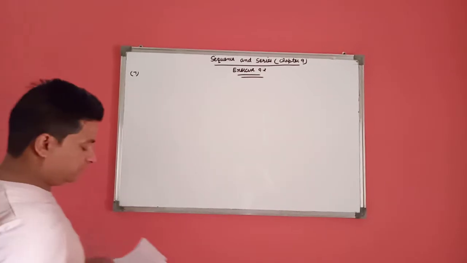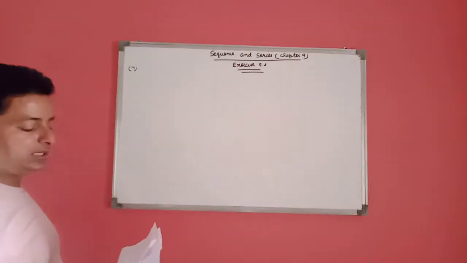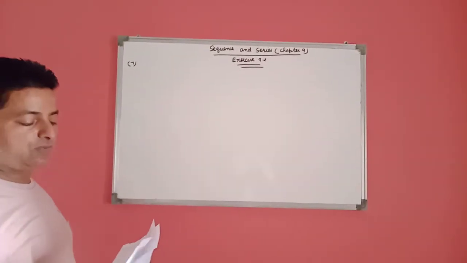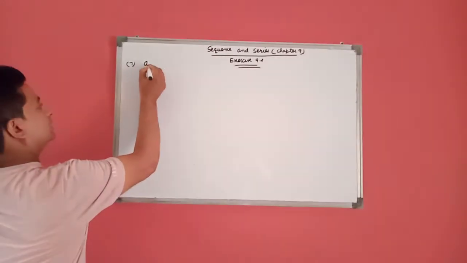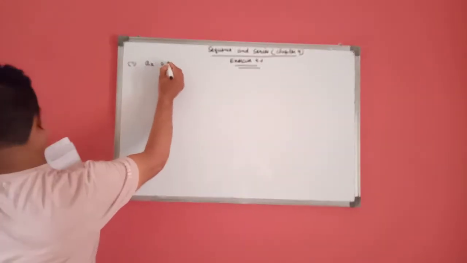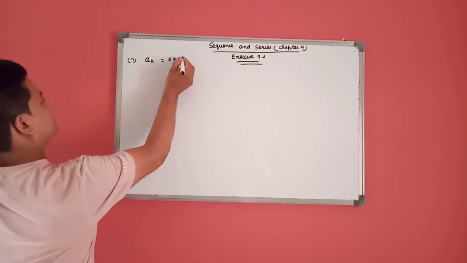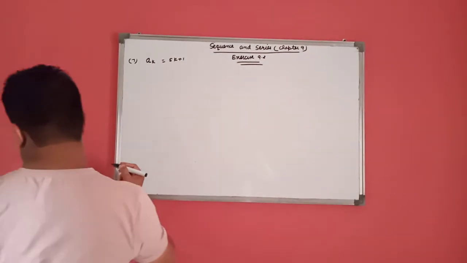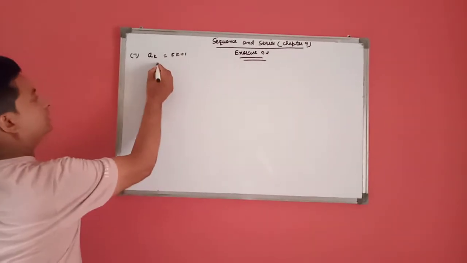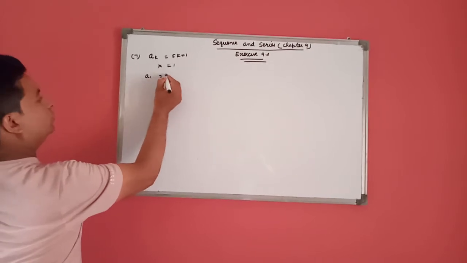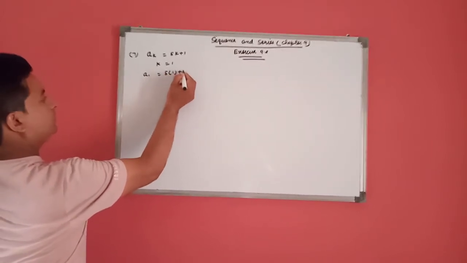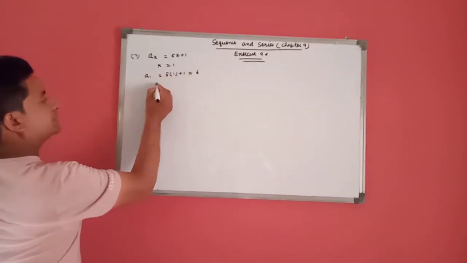In sum 7 the statement is: find the sum of the n terms of an AP whose kth term is, this means the kth term of the AP is 5k plus 1. We are required to find the sum of the n terms. For this, first put k equal to 1. So the first term is 6.